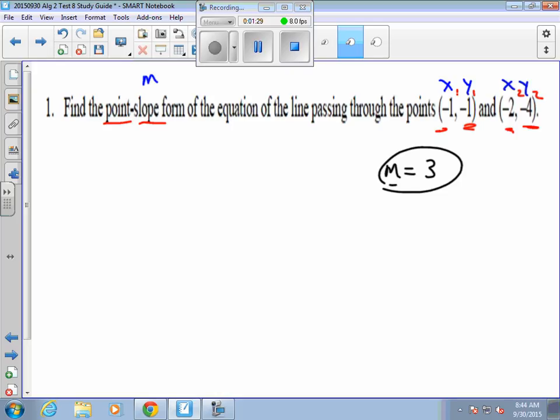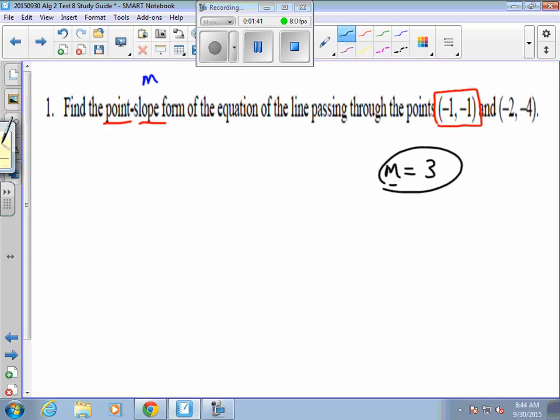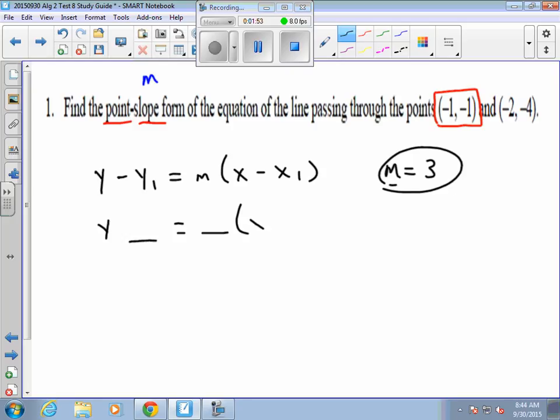The question asks us for the point slope form of the equation. So now that we have an m value, we're going to take one of the points. If they look the same, use the first point by default. So your point slope form is y minus y sub 1 is equal to m times x minus x sub 1. So y minus y sub 1 equals m times x minus x sub 1. We're just going to fill in those values now that we have them.